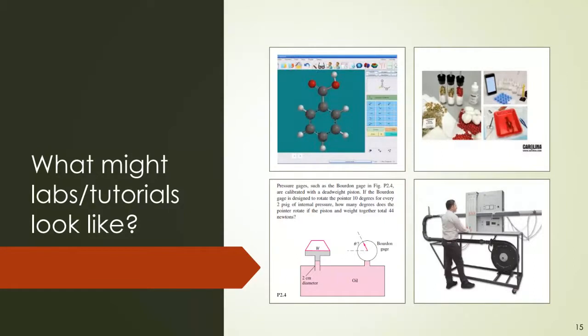So I'm going to talk to you about the labs that I've GA'd and what they're like. And then Ashley's going to talk to you about the labs that she's GA'd and what they're like. Because I'm in biology and she's in engineering, our labs are quite different. So first, I'm going to talk about the medical microbiology lab.